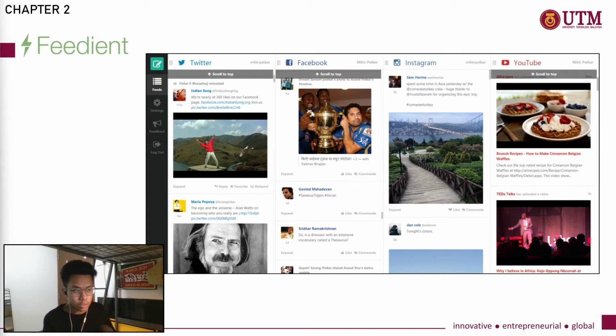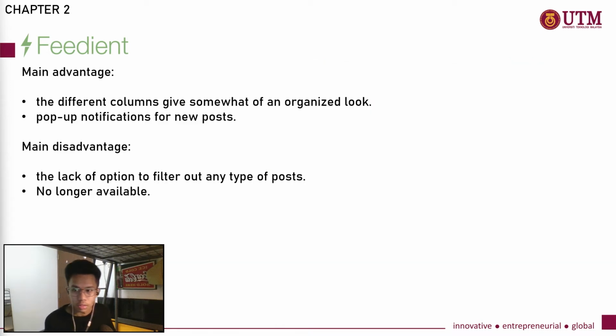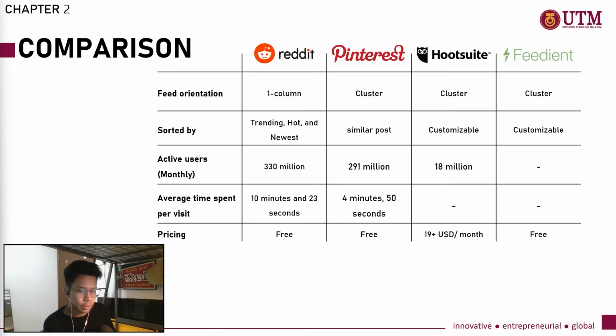Moving on to Feedient, which is quite similar to my proposed solution. However, it has been shut down since 2015. As you can see from the page here, it has posts from Twitter, Facebook, Instagram, and YouTube. And the main advantage is that it gives different columns for different social media, giving it an organized look, and having pop-up notification for new posts are a nice touch. But the disadvantage is that it lacks the option to filter out any types of posts, and the fact that it's no longer available. So here's an overall comparison.